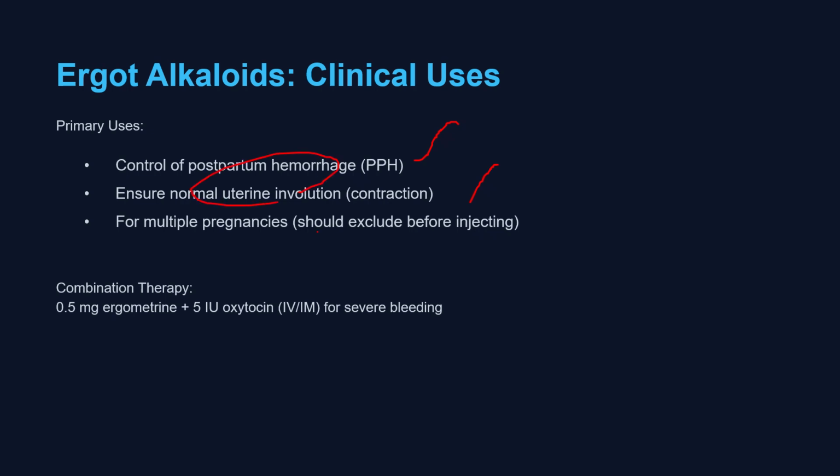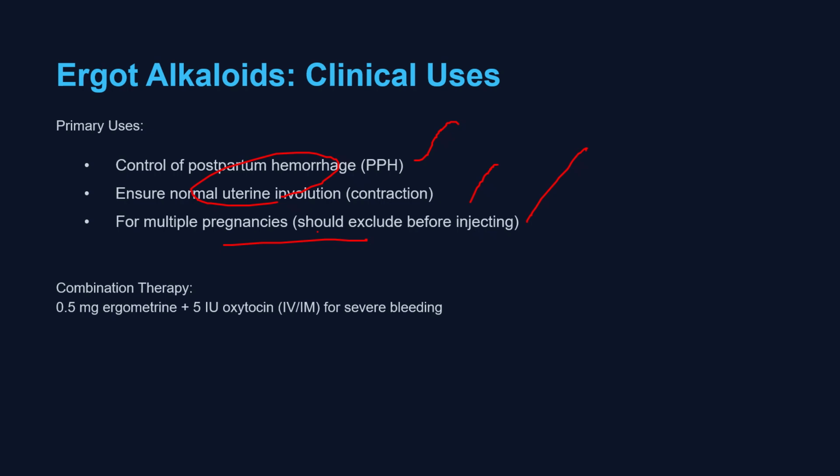Multiple pregnancy should be excluded before injecting. IV or IM injection should be avoided for patients with multiple pregnancy.